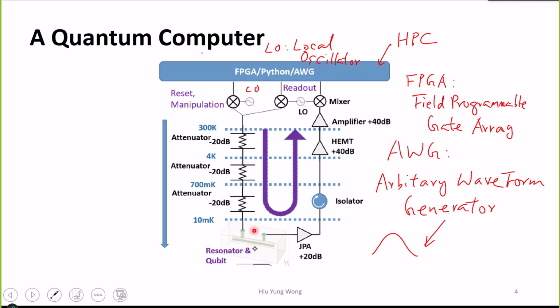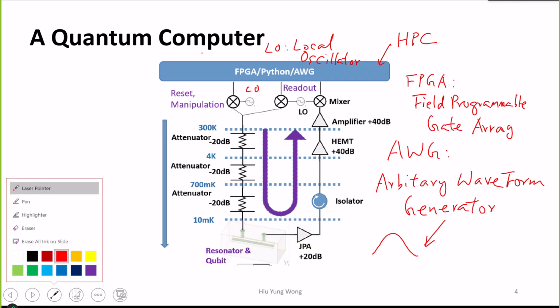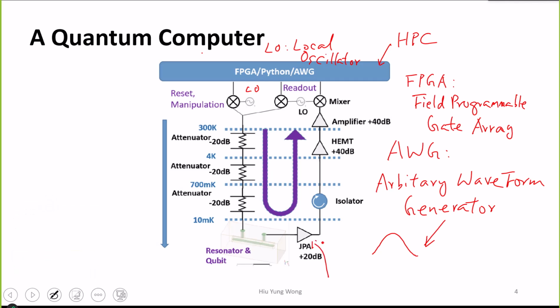And then if this manipulation is done, you read out, and then you will go through an amplifier. This is the quantum amplifier. We will discuss it a little bit more later. The so-called quantum amplifier means that it adds the least possible noise to the signal. So we don't go into detail, you just trust me.